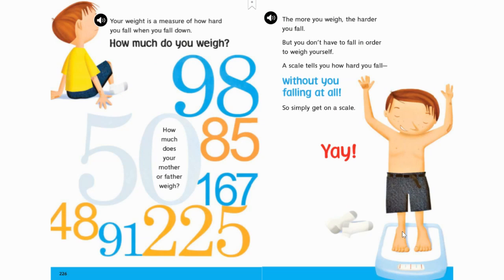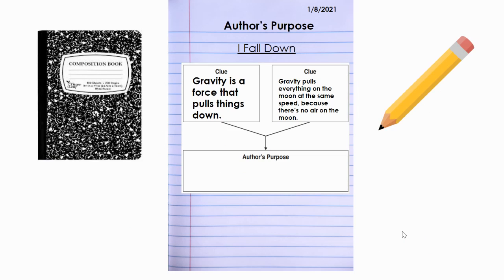And that brings us to the end of our story. So now let's look back at the 2 clues we have found. What are both clues mostly about? Do you see a word or an idea repeated in both clues? That's right. Both clues are about gravity. The first clue explains what gravity is. It's a force that pulls things down. And the second clue tells us how gravity pulls things down at the same speed.